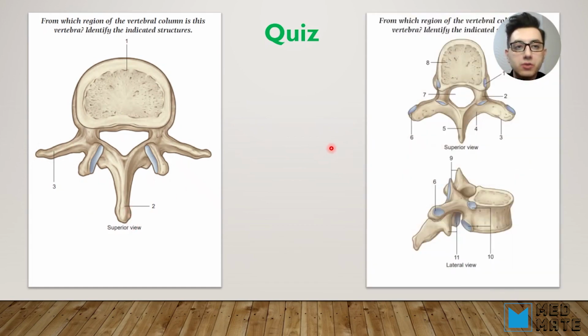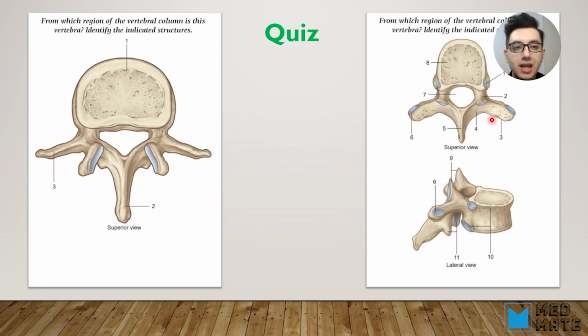From which region of the thoracic vertebral column is this vertebra? Identify the indicated structures. What I can see here is a body, a circular vertebral foramen, some superior costal facets, a transverse process with a costal facet, and an oblique spinous process. These are all indications of a thoracic vertebra.